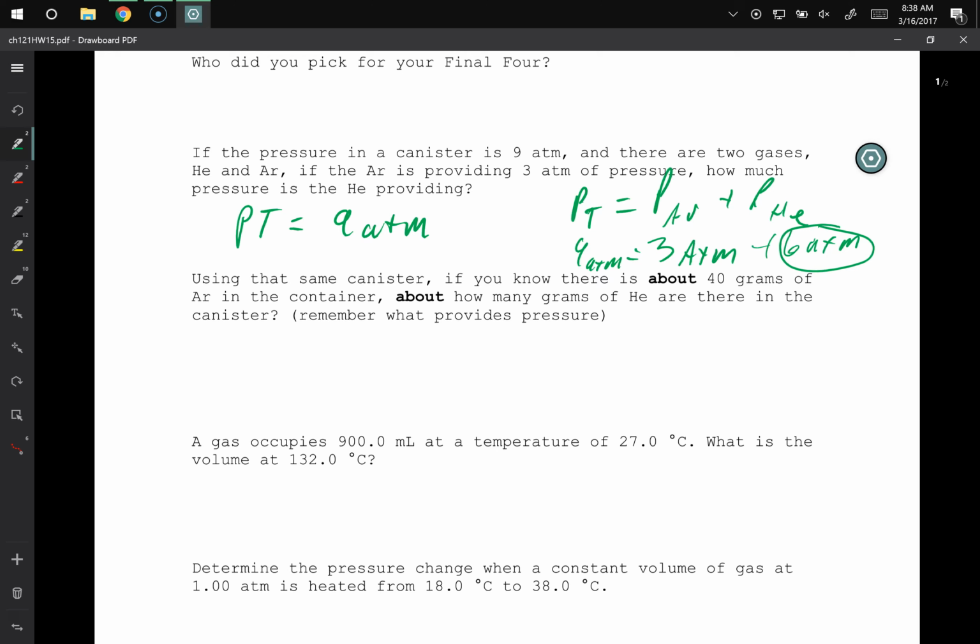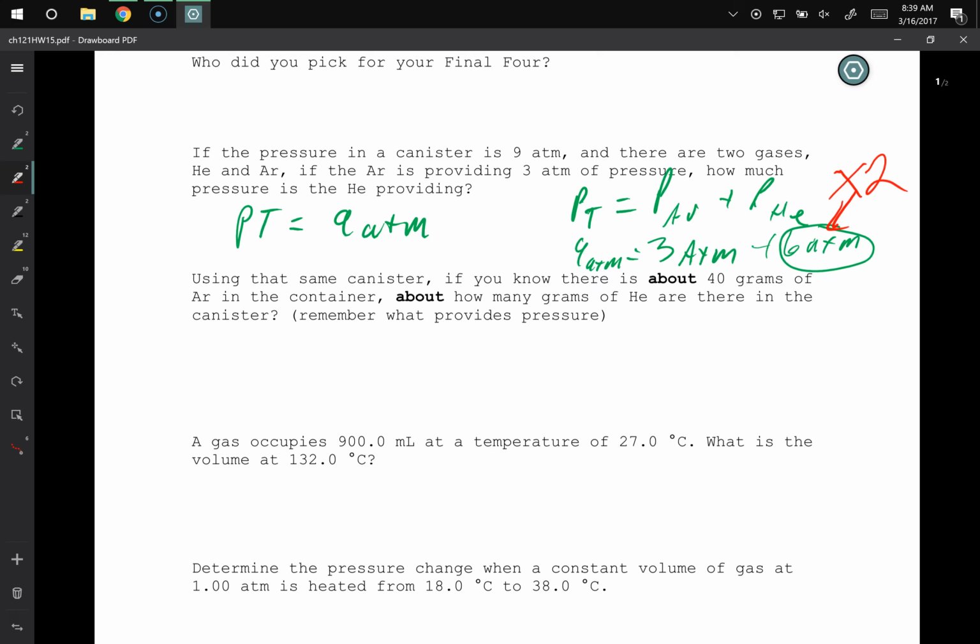Okay, so now using the same canister, and what I know, there's about 40 grams of argon in the container. Can you tell me about how many grams of helium there are? Did you say 70? Definitely not 70. Double what? I like that you knew it was double, but double the grams? Double the moles.